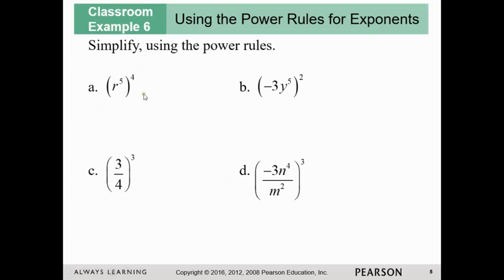So in A, we have a power to a power. So remember, when we have a power to a power, we multiply. So we multiply 5 times 4. And we get r to the 20th.